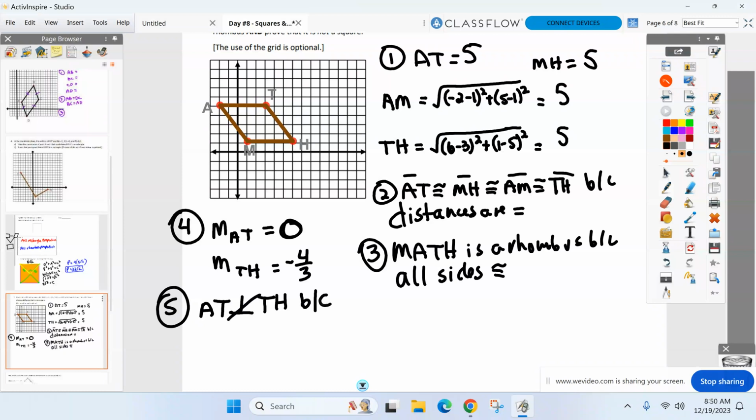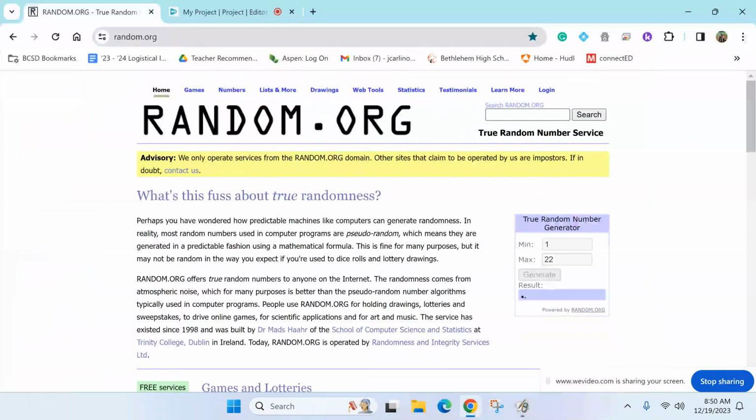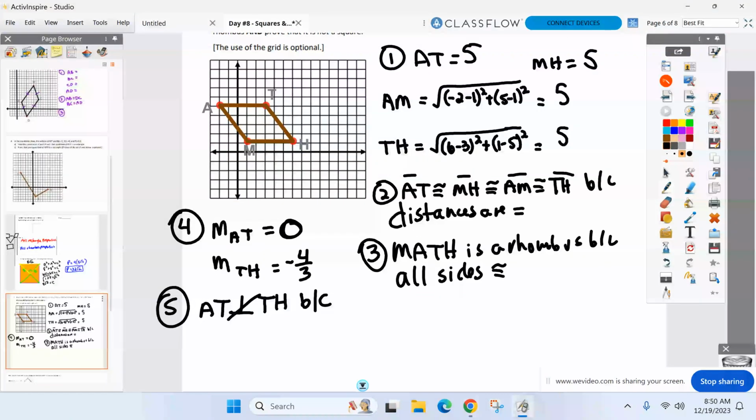How do we know they're not perpendicular? Tess, how do we know? Use the work we just did from number 4. What did we show in number 4? Usually when they are perpendicular, what do we know about their slopes? Negative reciprocal. And what do we not know here now? They are negative. Good. AT not perpendicular to TH because slopes are not negative reciprocals.